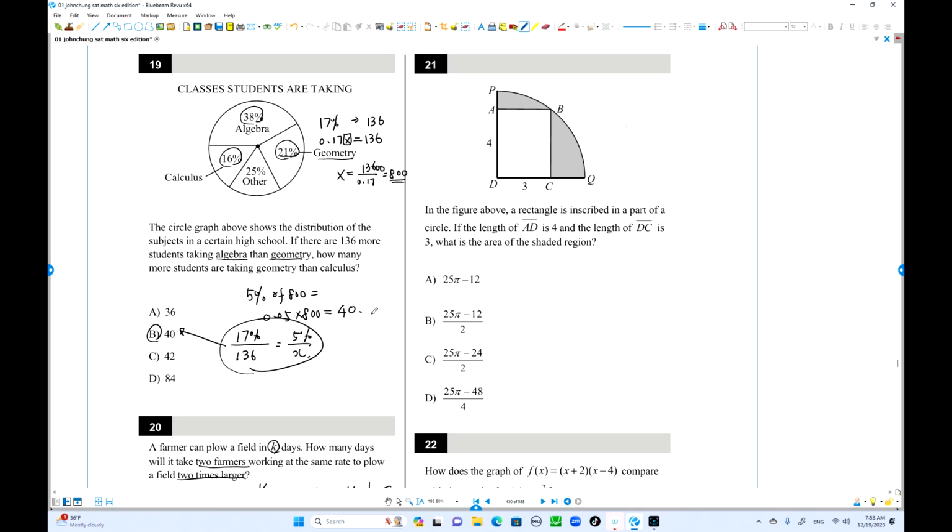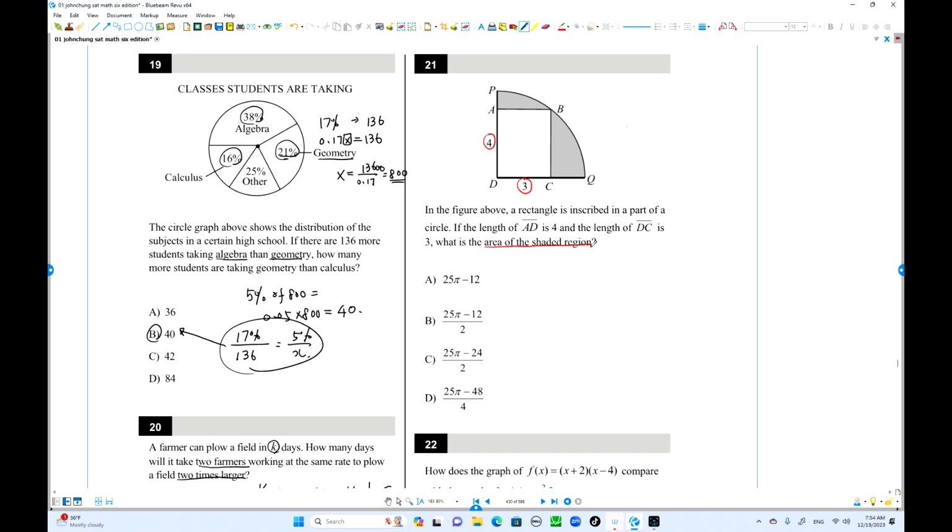So we have a quarter of a circle and, inside, one rectangle. The rectangle is inscribed in this sector, right? The length of AD is 4. The other side is 3. So we're going to find the area of the shaded region. How can you find the shaded region?